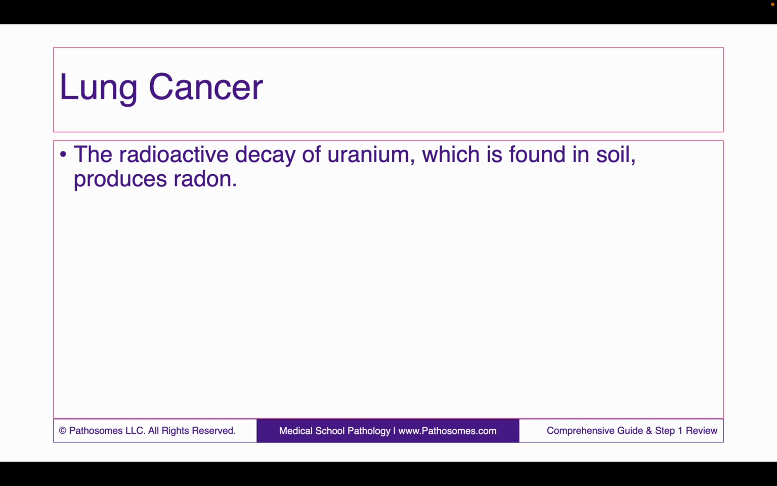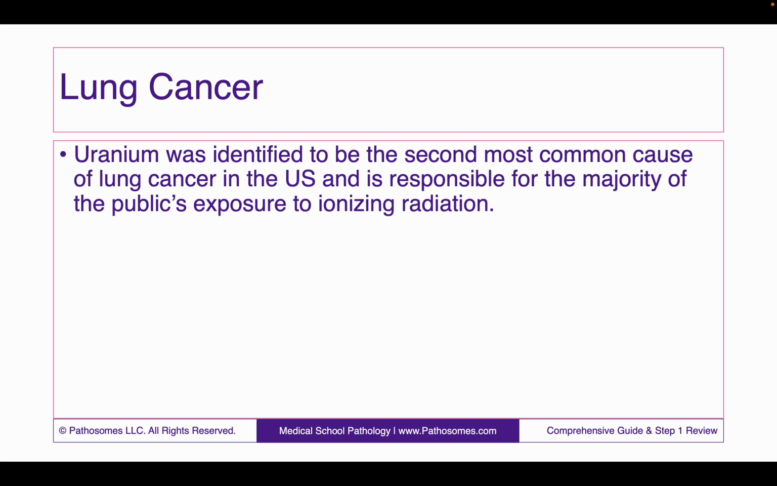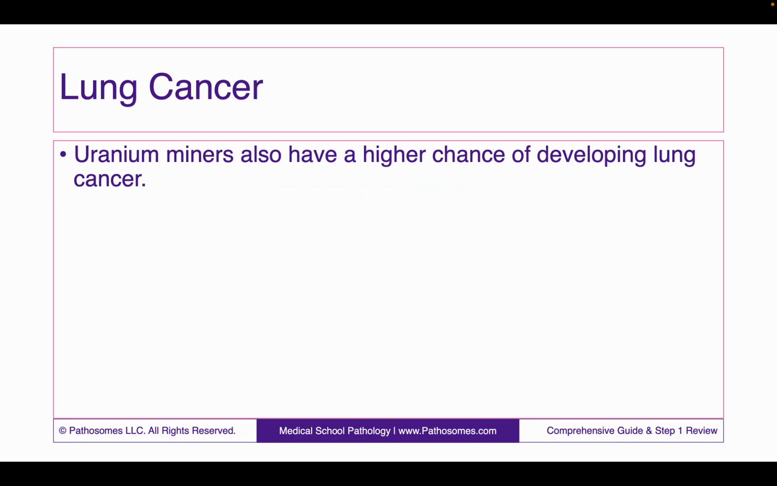Interestingly, the radioactive decay of uranium, which is found in soil, produces radon. Radon accumulates in enclosed areas like basements. Radon was actually identified to be the second most common cause of lung cancer in the United States and is responsible for the majority of the public's exposure to ionizing radiation. Uranium miners also have a higher chance of developing lung cancer.